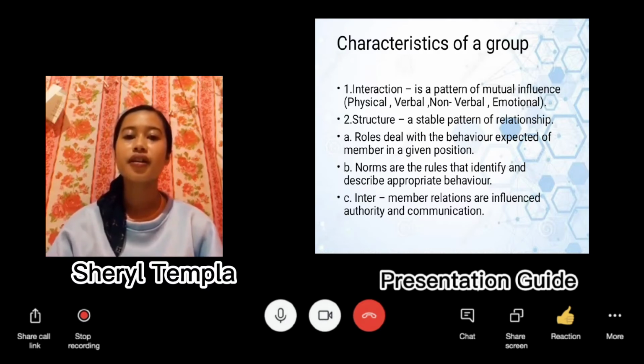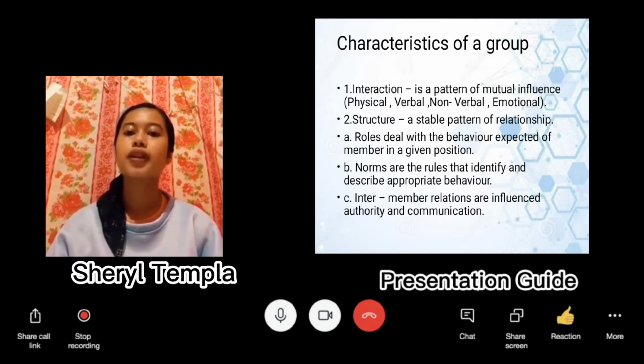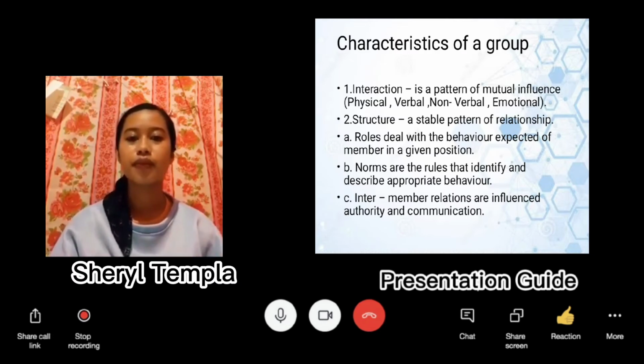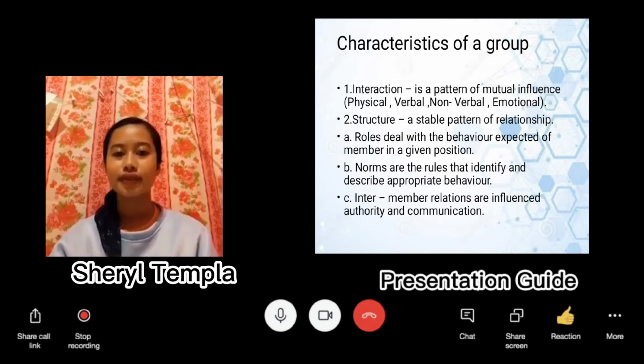So next is structure. So structure is a stable pattern of relationship. Structure mao ni siya ang imuhang guide to build a relationship. Like, need pakaglig-on na plano to build a stronger relationship pod. Ang kabuuan sa inyong relationship. So, mao ni siya ang structure.